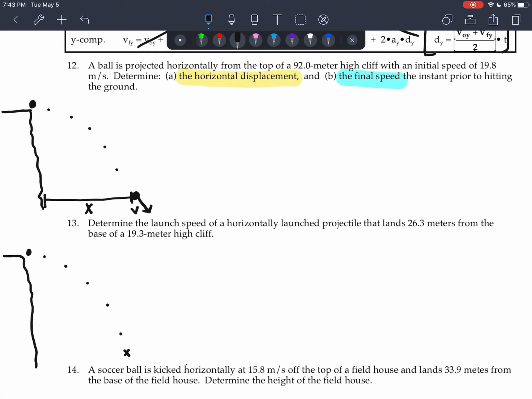The information they've given me is that the cliff is 92 meters tall. So I can at least go ahead and label that the cliff is 92 meters tall here. They've also told me that the ball is launched horizontally with a speed of 19.8 meters per second. Horizontally means directly to the right, not at an angle, 19.8 meters per second.